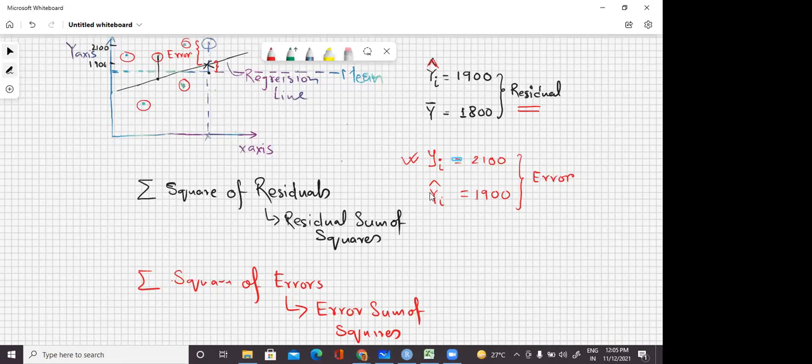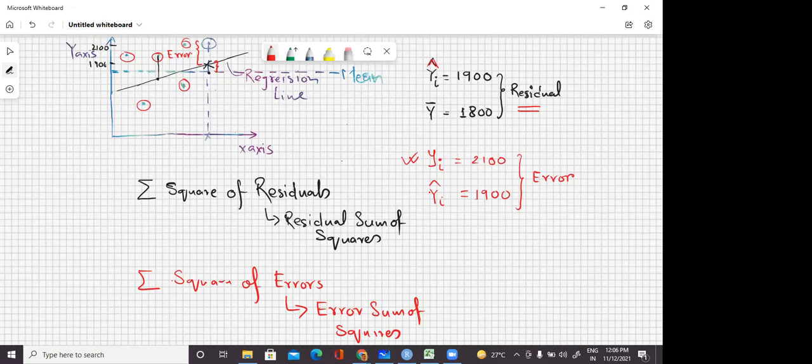So the difference between the value predicted by the regression line, this black cross, and the mean, this difference is called the residual. So we have done this for one point. We can do this for all the actual data points available.